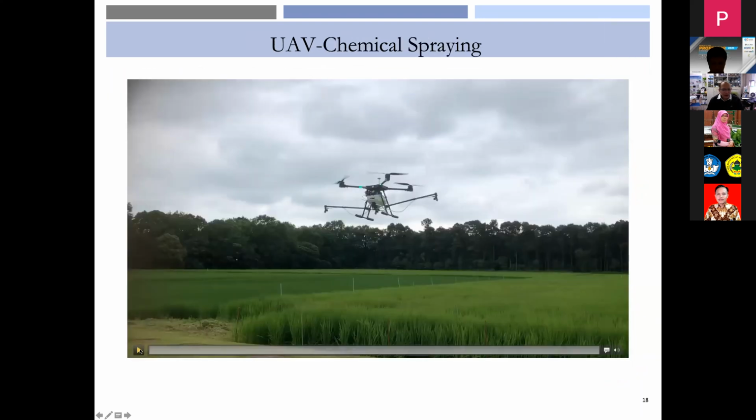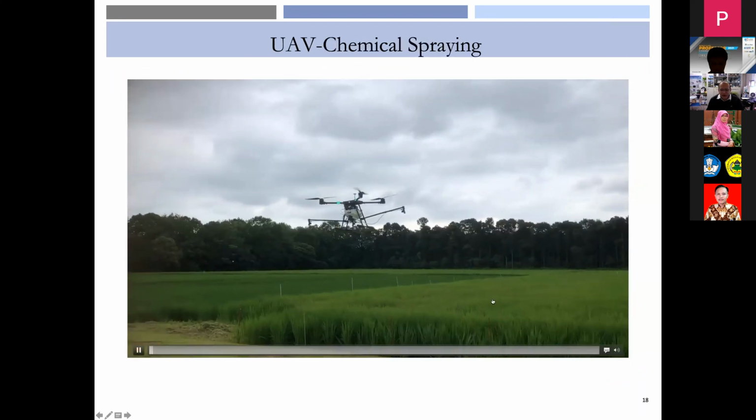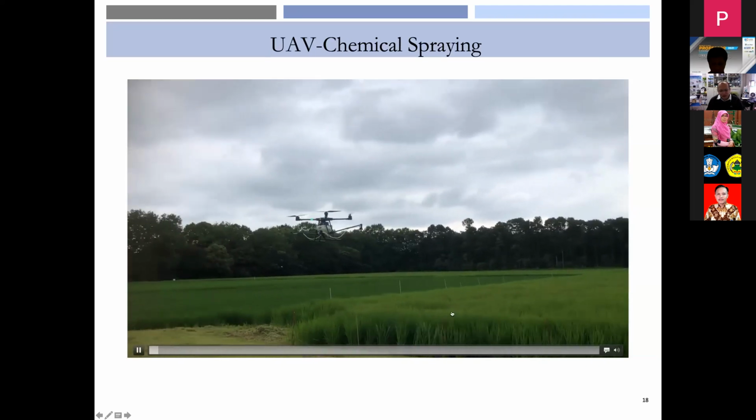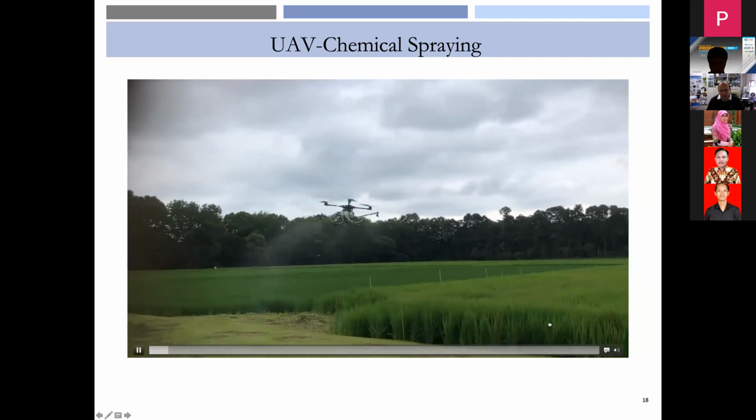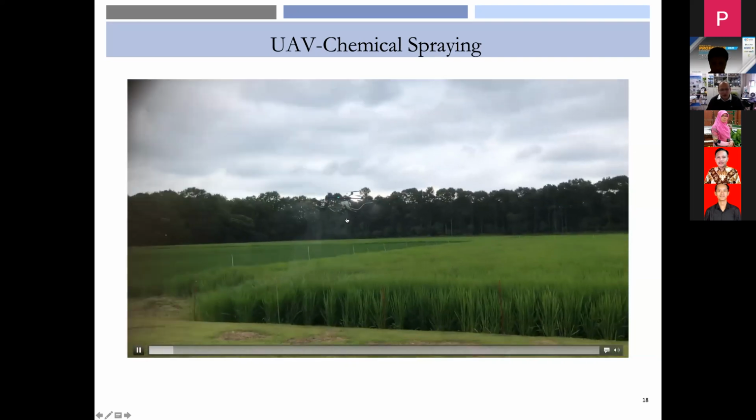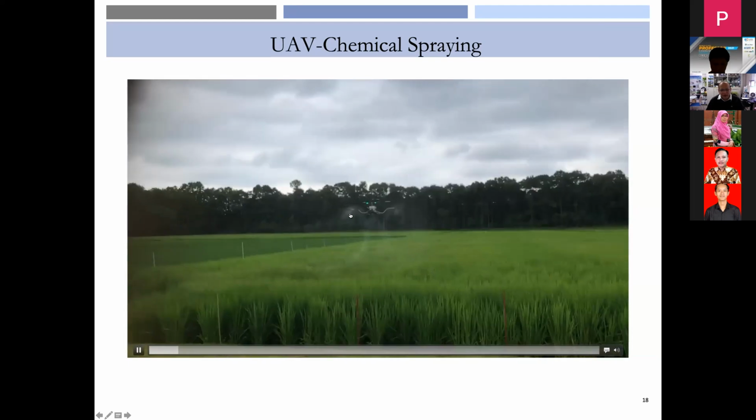Okay, so this is another one, the same field. After a few months, maybe 2 months later, the seed germinated as seedlings. You can see it's very green. We can use the same drone for spraying pesticides.